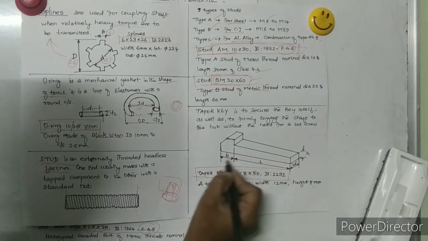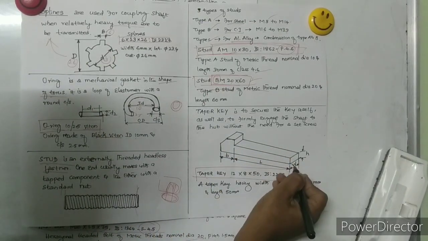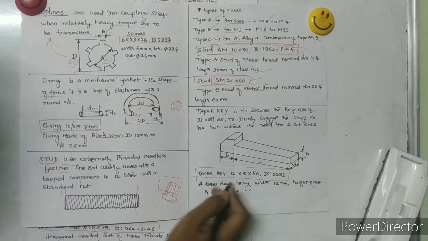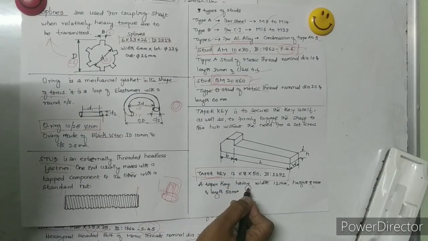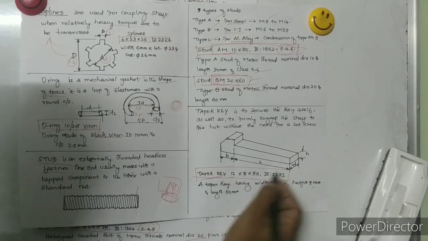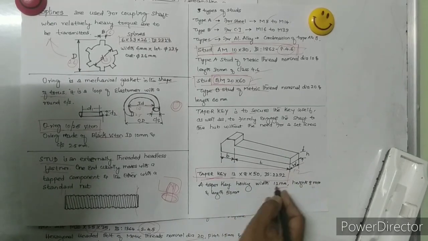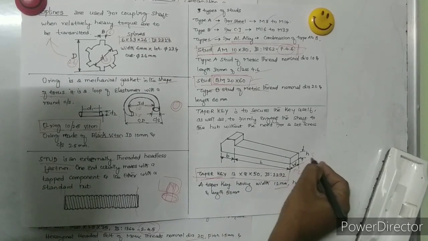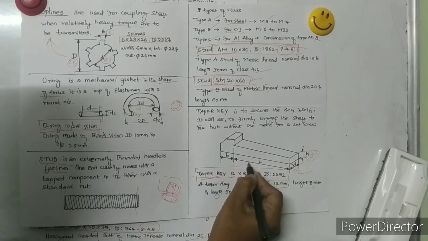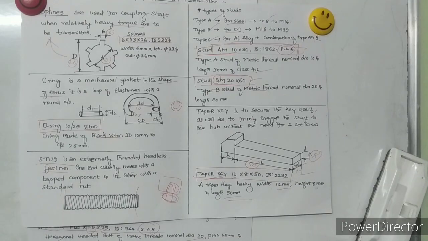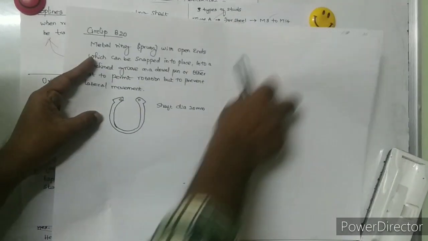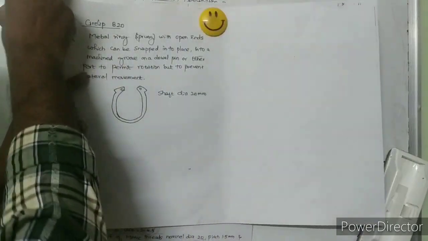So how is a taper key? This is the length, this is the breadth, this is the height. Now a taper key will be designated like this. If a taper key has a width of 12 mm, a height of 8 mm, and 50 mm length, then this is the designation of material and classification of material.